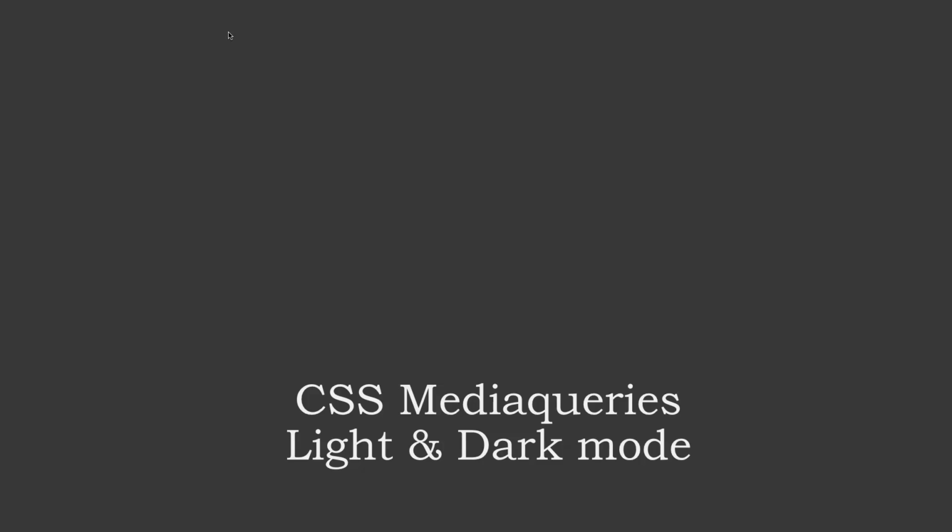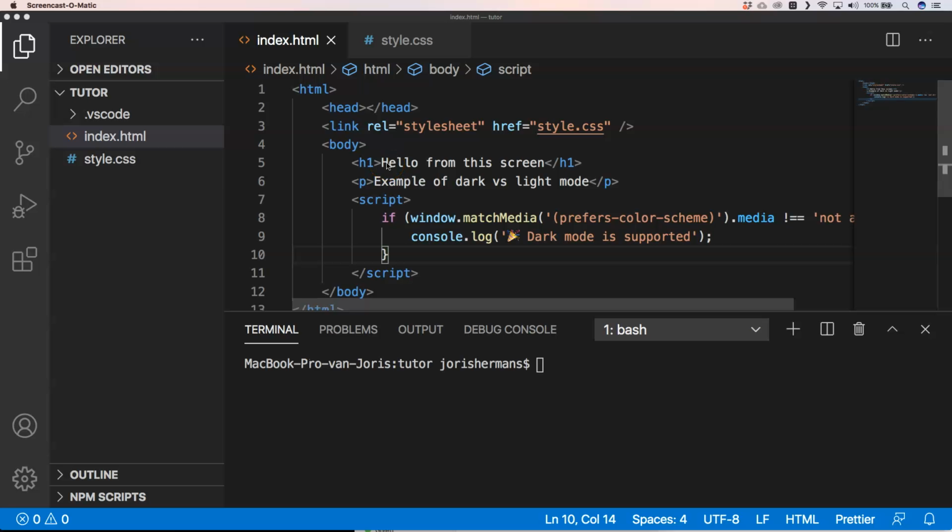In today's episode I want to talk about CSS media queries, light and dark mode. And I'm very excited for that. So in this video I want to show you the feature prefers-color-scheme, which is a new feature within the browsers so that you can match certain color schemes, dark mode versus light mode, in your CSS, right?